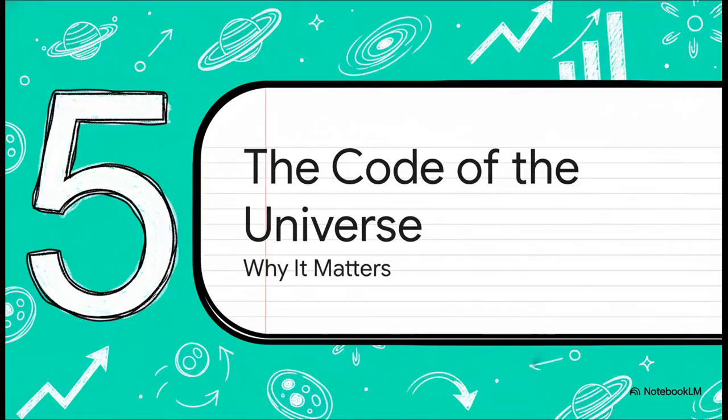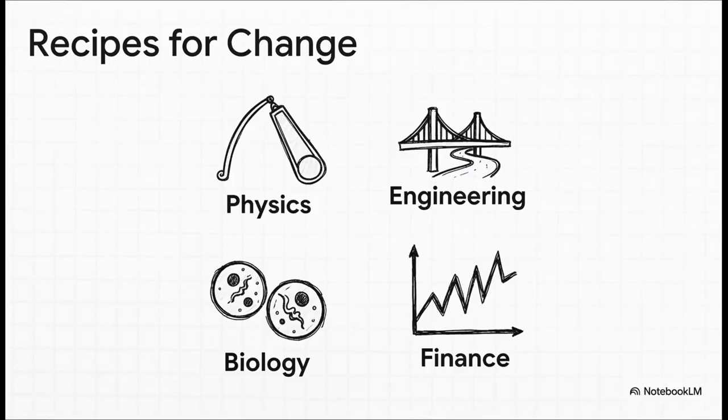So, we've decoded the language, we've seen a little bit of how it works, but let's get to the big question. Why does all of this abstract math matter so much in the real world? It's because these equations are the code of the universe. Seriously. They're the recipes that govern these incredibly complex systems all around us. We're talking about everything from the physics of a swinging pendulum to the design of an electrical circuit, all the way to the finances of the stock market. Differential equations provide the fundamental rules of change.